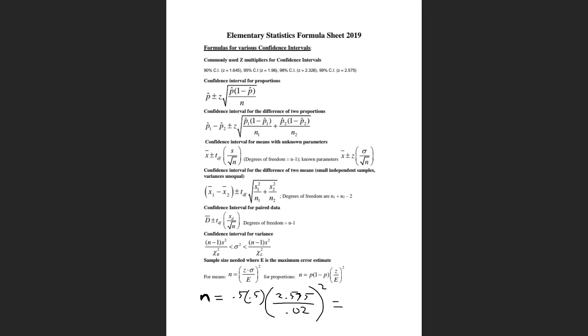Take 2.575 divided by 0.02, and what do you get there? I have 128.75. Nice. Now square that number. And then take that number times essentially 0.25, because that's what 0.5 times 0.5 is. And what do you get for n?